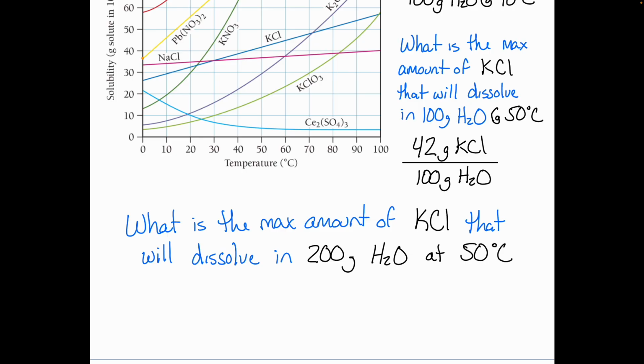So if 42 grams dissolves in 100 grams of water, how much do we think would dissolve in 200 grams of water? Double it, right? Okay, but we want to be able to, we can kind of do that math in our head. That one's pretty easy, right? I just doubled the amount of water, we double it. But what if I said 16.9 grams of water? All right, we want to be able to do that.